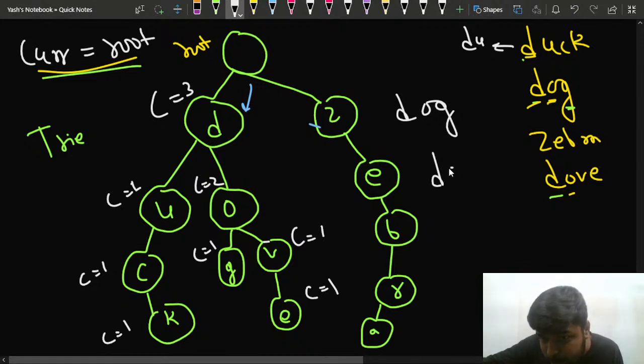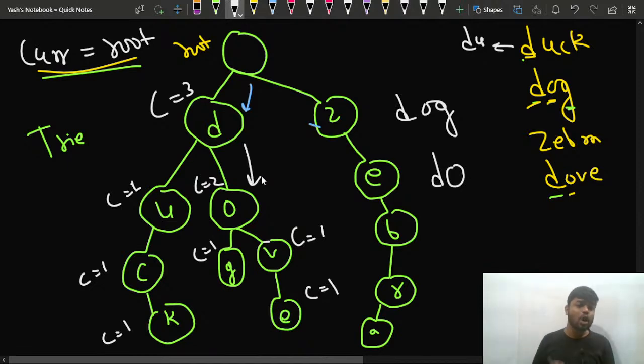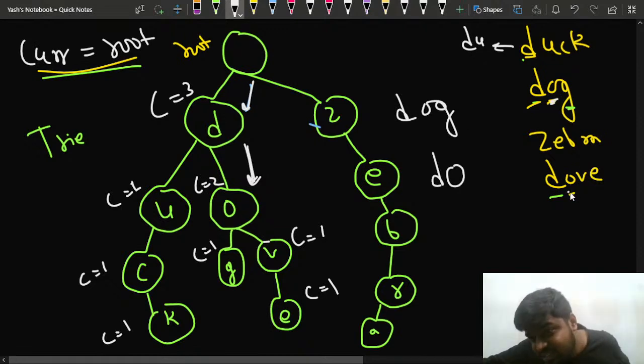Can I represent it with DO? If I move down to this O, the count of O is 2. There are two words which have O as the second alphabet: dog and dove. That's why the counter was 2. Since the counter is 2, I cannot represent it as DO, because its counter should be 1.